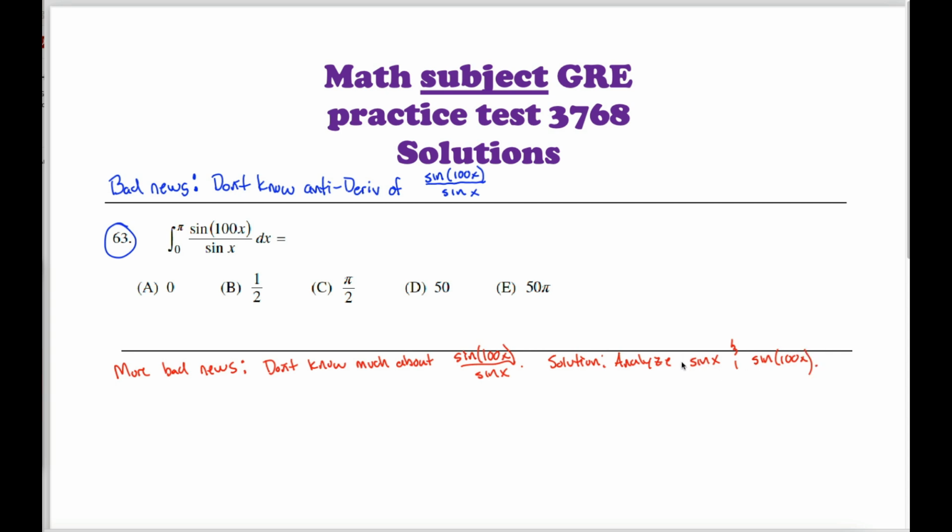So first, low-hanging fruit, the graph of sine of x. If you're taking this test, you're probably pretty familiar with what that looks like. I'll sketch it from 0 to pi because that's all we're interested in for this question. All right, that was easy enough. What about the graph of sine of 100x?